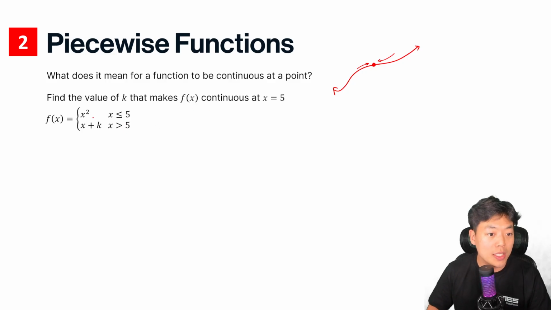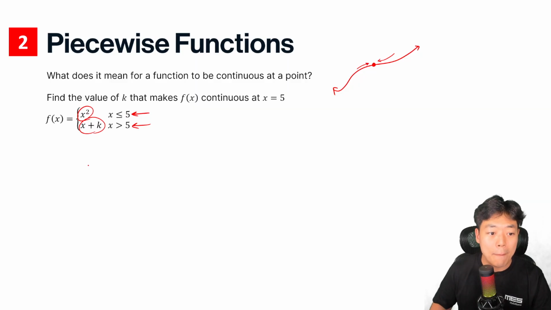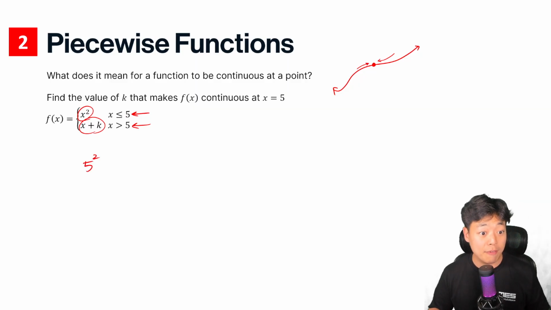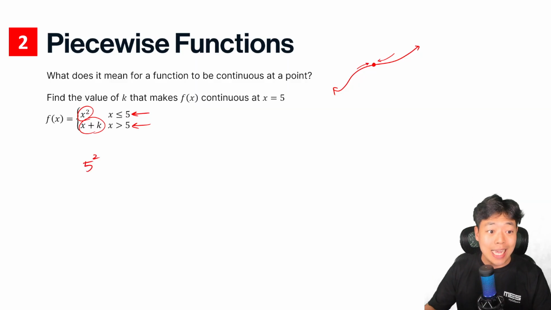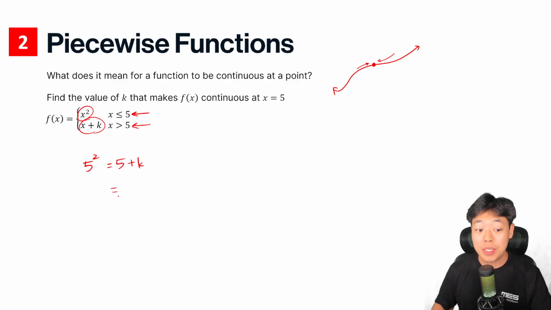So if we want to find the missing value of a variable that makes f of x continuous at x equals 5, if you notice, this function f of x is split into 2 separate equations, split at x equals 5. So if I plug in 5 into the x and I get the same value for these two equations, then that's what k needs to be. So I plug in 5 into this top equation. That gives me 5 squared. I plug in 5 into the x in the second equation. That gives me 5 plus k. Now we solve this out.